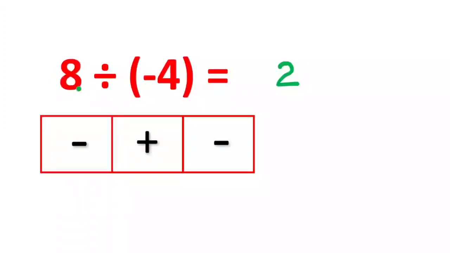8, there is no sign, that means positive sign, it is matching. And 4's sign is negative, it is also matching. The remaining sign here is negative. So that's why we are writing here negative 2. 8 divided by negative 4, we get answer negative 2.